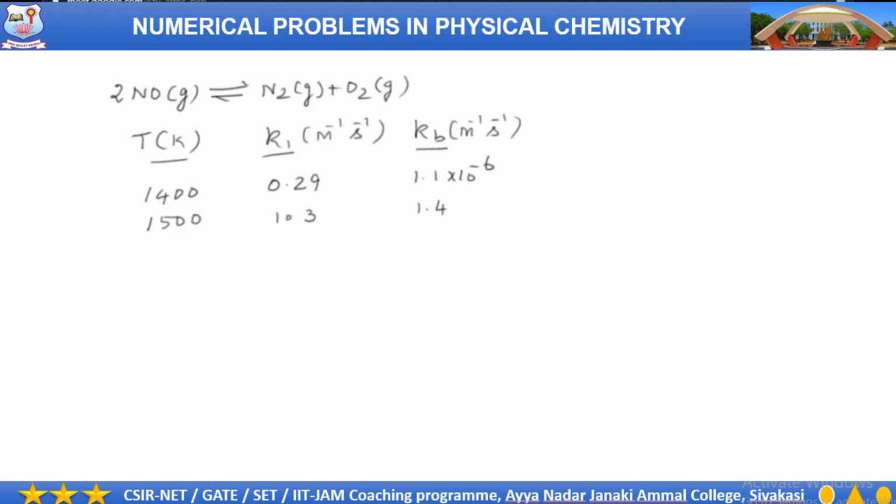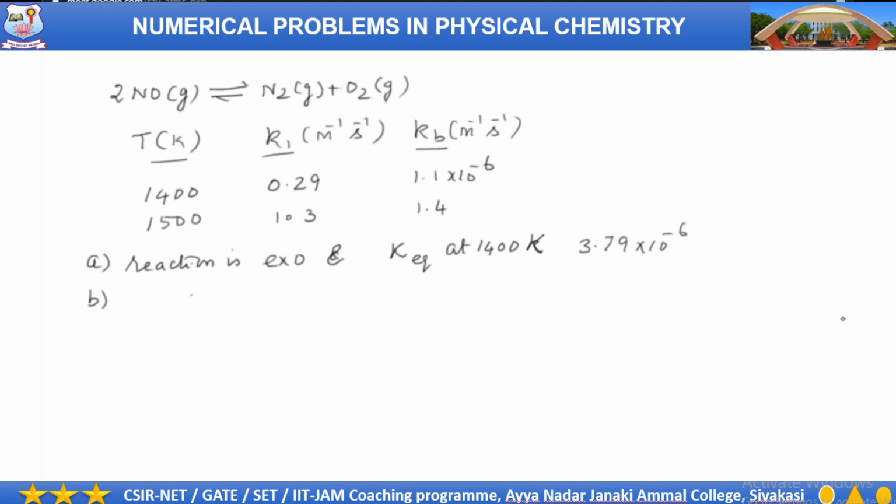Select the correct statement from the following. Option A, reaction is exothermic, and the value of equilibrium constant at 1400 degrees Kelvin is 3.79 into 10 power minus 6.